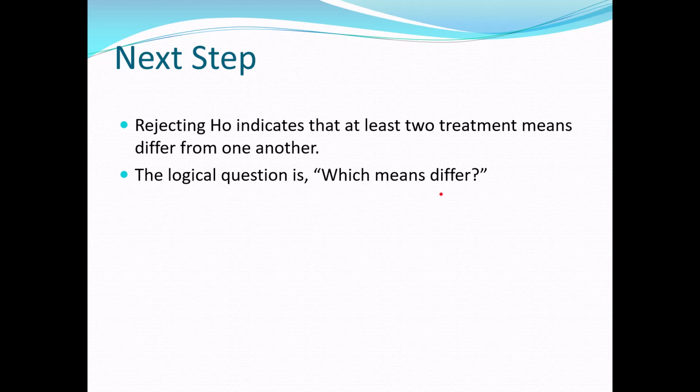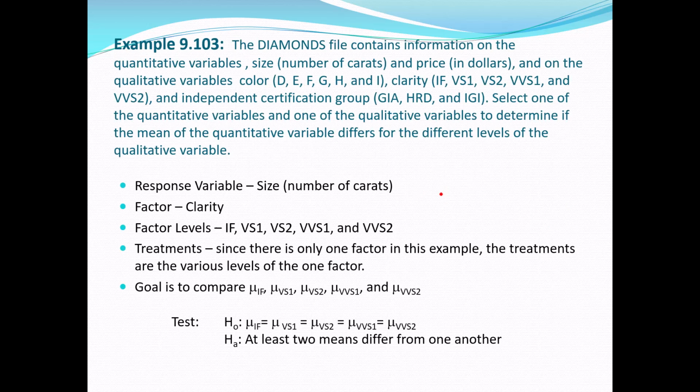Because if you tell me at least two means differ, the next logical question is, well, which means are they? So I'll take a look at the example we were working on. We were going through the diamond data set, and we were looking at the size of the diamonds based on the clarity level. And there are five clarity levels: IF, VS1, VS2, VVS1, and VVS2. Because there's only one factor level in this particular example, the treatments are the various factor levels, and our goal is to compute them.